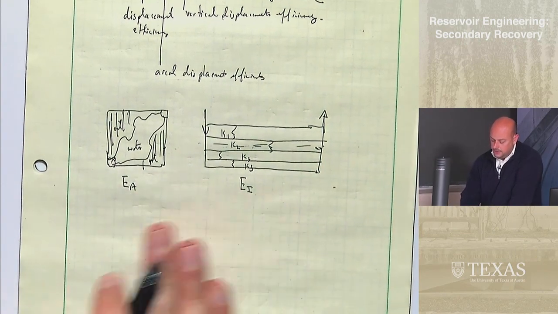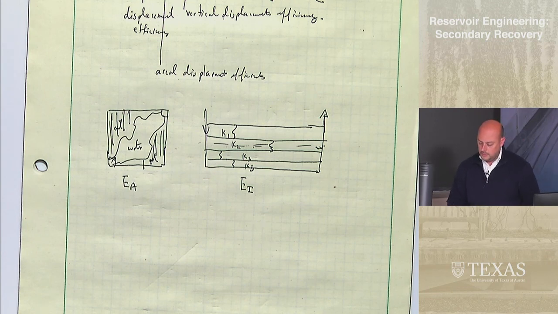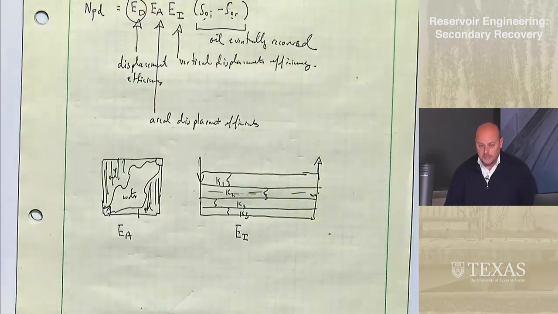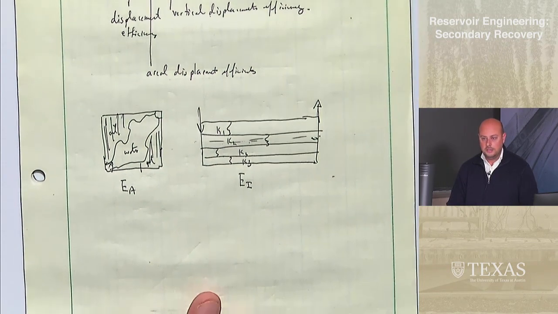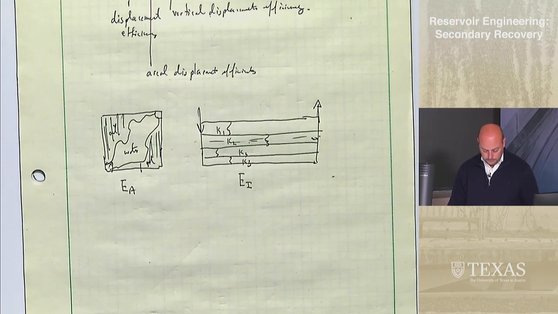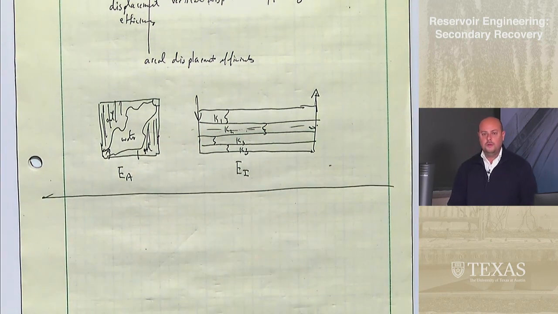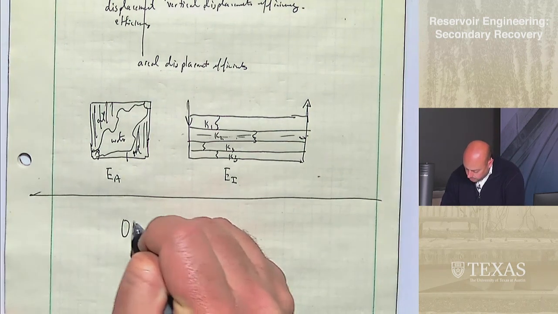And many times these two things are combined and called volumetric displacement efficiency. We'll be talking about those all semester. But today, and for the next probably couple weeks, I'll be talking about displacement efficiency, ED. And that occurs even in one dimension, okay? So we're going to start simple. We're going to be talking about a 1D reservoir or a 1D core.